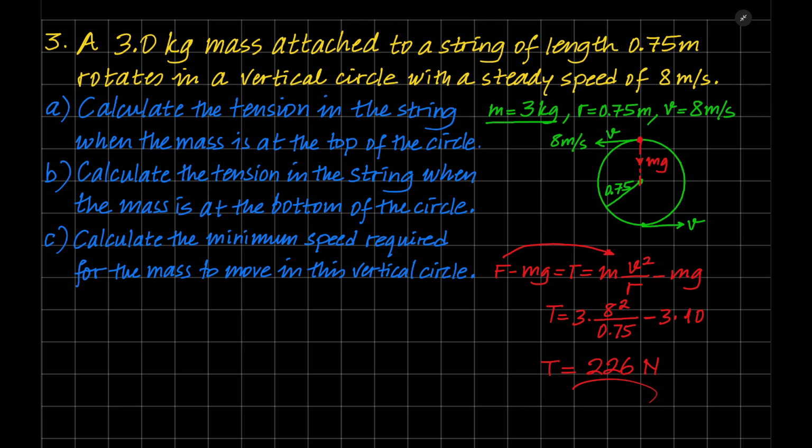Now let's consider the choice B. Calculate the tension in the string when the mass is at the bottom of the circle. At the bottom, again, there is an mg in this direction and tension in this direction. Then tension is equal to F, the centripetal force, plus mg, isn't it?